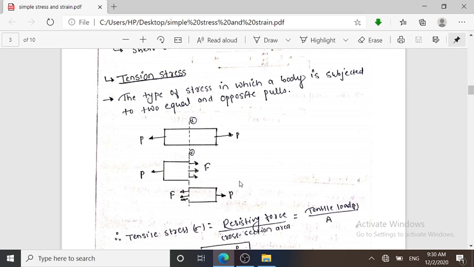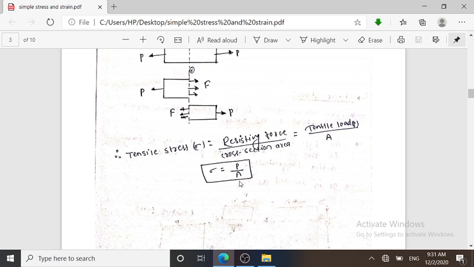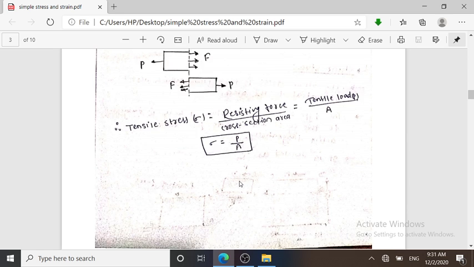Then to resist or to counter these pull forces, there must be resisting forces generated. As I have told you, when any body is subjected to load, there must be counter-acting internal forces, that is nothing but the stress. Similarly here the type of stress which is developed is due to two equal and opposite pulls. P is nothing but the resisting force. So tensile stress is nothing but the resisting force by cross-section area. So stress is denoted as sigma equal to P by A.